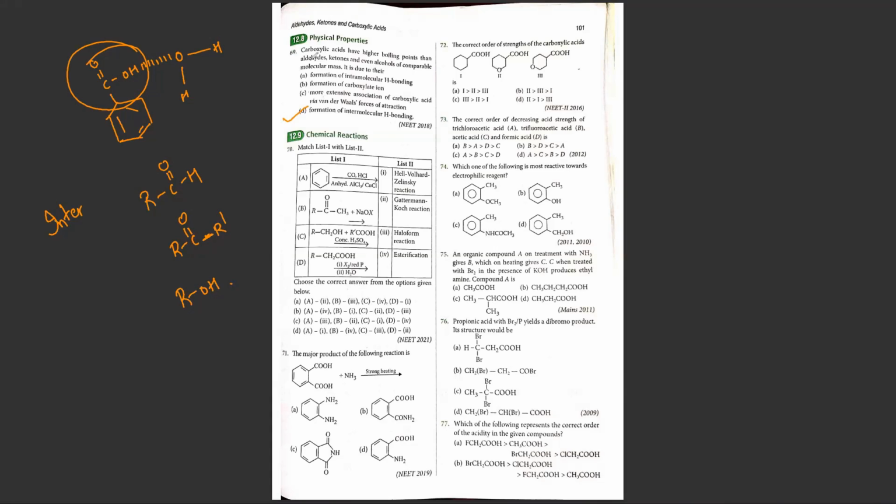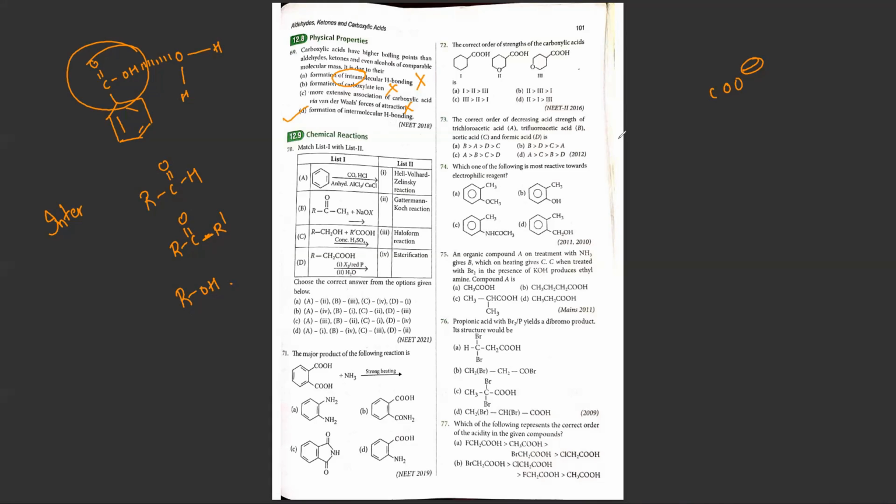Intra means within the molecule. So within the molecule, it is not possible. Okay. Intramolecular hydrogen bonding means within the molecule. So this is also wrong. Formation of carboxylate ion. Ion means COO minus ion. So no, not this reason also. Then next is more extensive association of carboxylic acid by van der Waals forces of attraction. No, not this also. Okay. So it will be the intermolecular hydrogen bonding option.